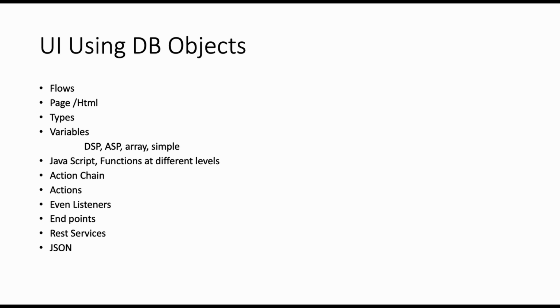Then JavaScript, which is basically functions. JavaScript can be defined at the application level, flow level, page level, or even at a different level. Variables can also be defined at different levels in the same way. Then action chains, which are basically a link between actions and the UI. An action is a kind of activity: you can assign a value to a variable, or do different actions. We'll see that. Then event listeners, which are trigger points for when the action can be called, like when you want to call the actions automatically.